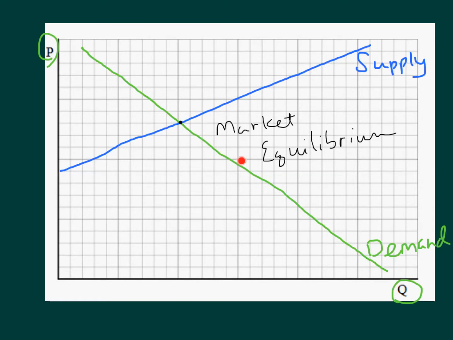Let's go down to here. Let's say the price was all the way down here. The quantity demanded would be at this level, but the quantity supplied at this price is over here. And so here you have the opposite of a surplus. You have a shortage. The quantity demanded, the amount people are willing to buy, is greater than the quantity supplied. So that's your shortage or your excess demand.